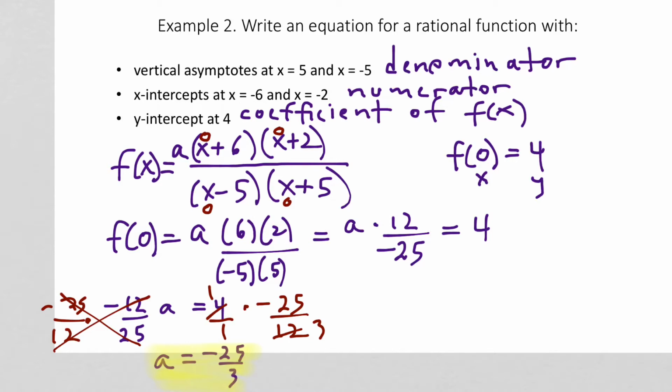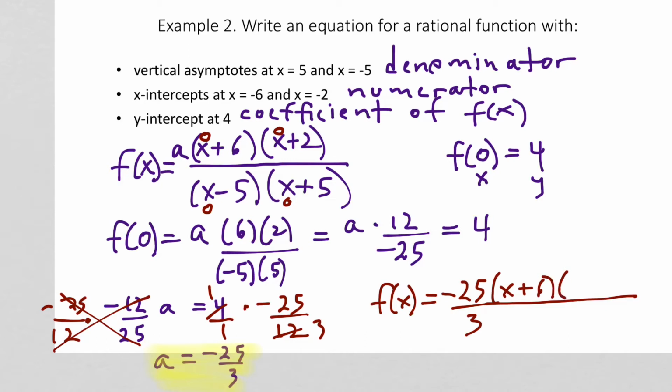If I give you a problem like this on a quiz, it actually says write an equation. It didn't say find A, but we need A to write the equation. So our equation, f of x, is going to equal negative 25 over 3 times x plus 6 times x plus 2, divided by x minus 5 times x plus 5.